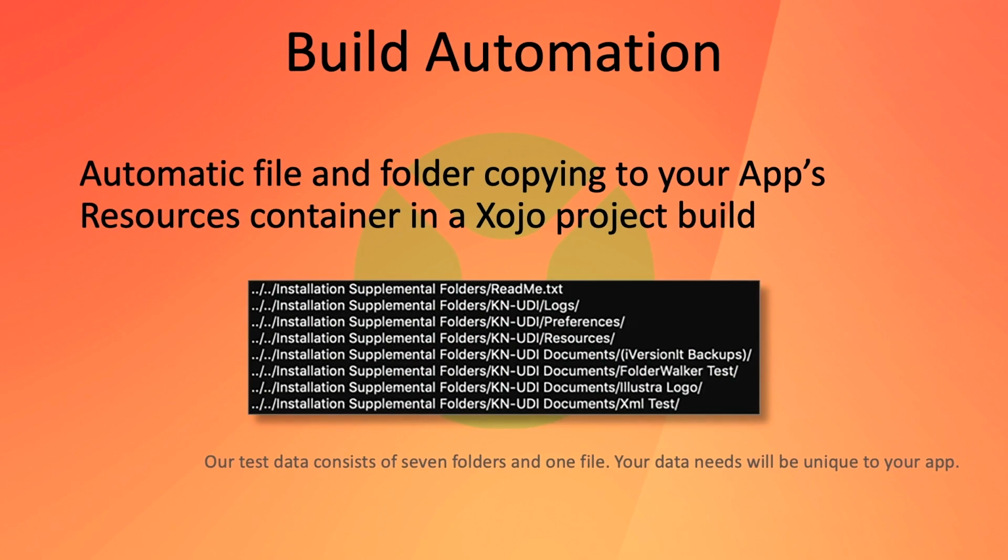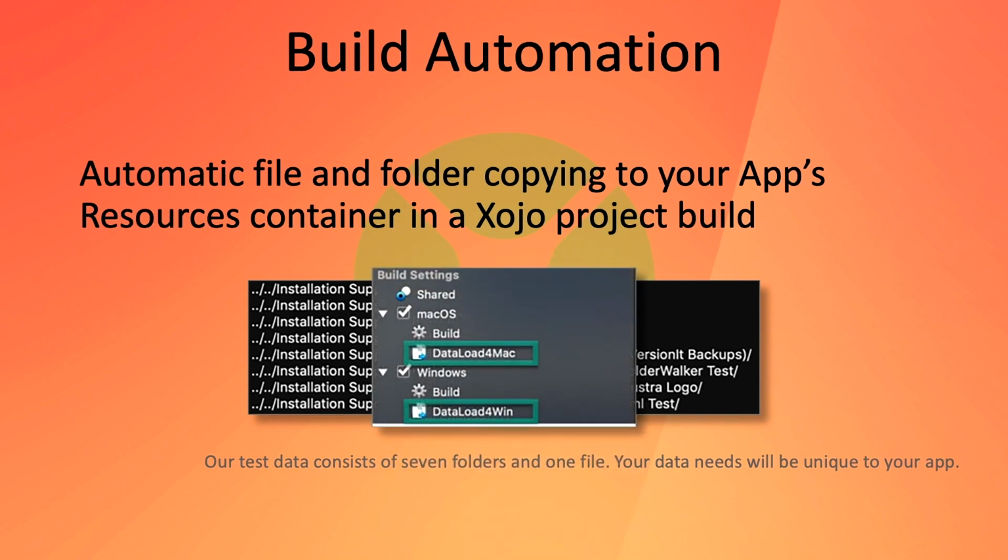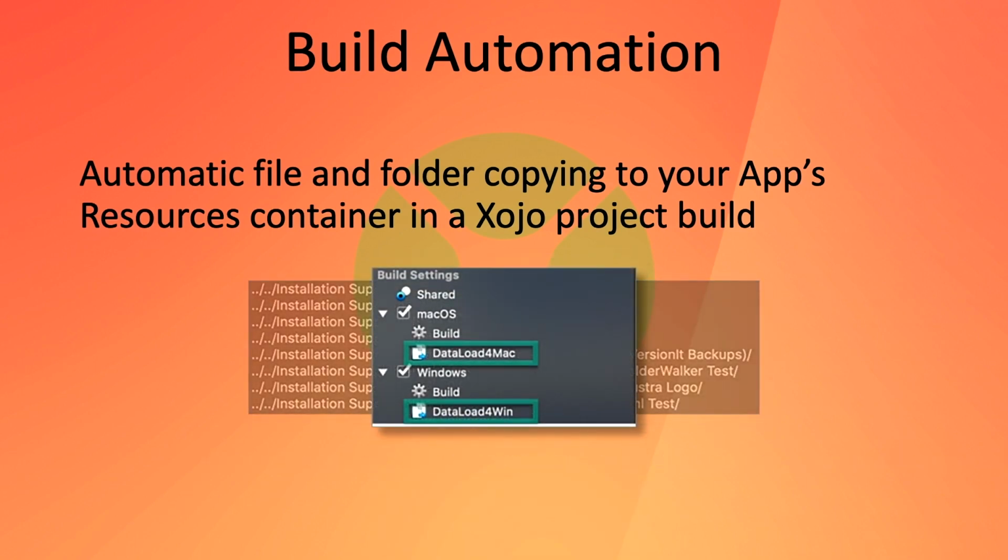The one README file and the other folders are the 7 folders that are used, that include all of the data that's going to be used by the app. And that's it. And then I copy that, I move that, I add the build icon under macOS, and again I named it data load for Mac. I copied that exact same build script down to Windows, renamed it data load for Win, and enabled the build gear, and we're all set to go. That's all you have to do.